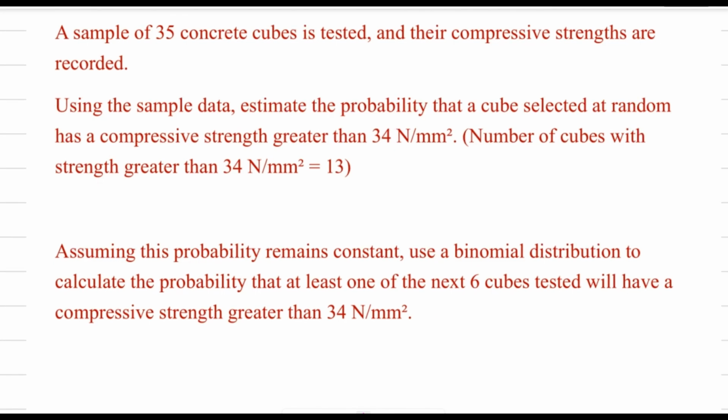And then the question moves to another point. Assuming this probability remains constant, use binomial distribution to calculate the probability that at least one of the next 6 cubes tested will have a compressive strength greater than 34. So from previous knowledge, we can get the probability, no problem. But here it is telling you something about the future: the next cubes will have a compressive strength greater than 34. If we talk about prediction in the future, we should use binomial distribution, and we're going to learn how to use binomial distribution here.